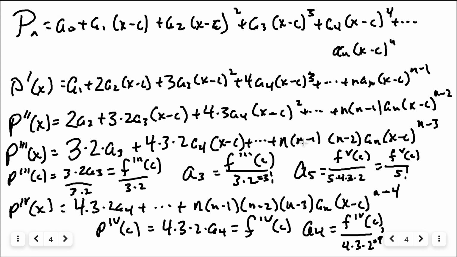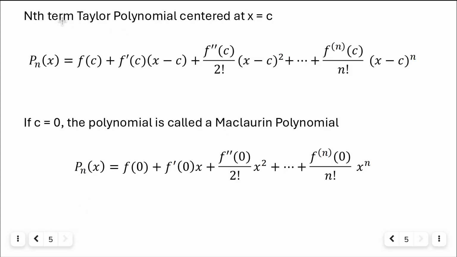And then eventually I'd reach the nth term, and a sub n would be the nth derivative evaluated at c over n factorial, however many numbers you want to go, okay? Whatever degree you want to write. And that is how you write the equation for a Taylor polynomial, with those coefficients substituted in. So, the name of the game, the nth term Taylor polynomial centered at c, is equal to f of c, that's your a0, that's your a1, that's your a2, and that's your an.